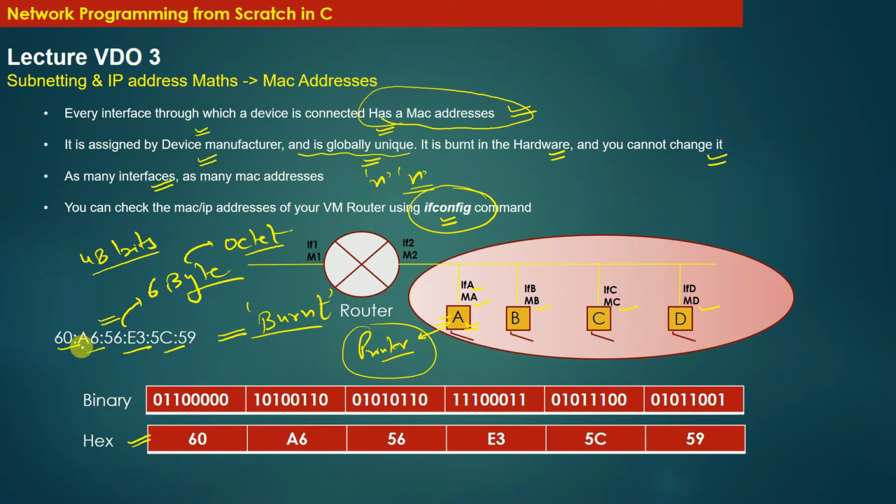Just convert each octet of the MAC address to the equivalent hexadecimal number, and what you will get is the hexadecimal representation of the MAC address. And to convert the MAC address into its equivalent binary format, just convert each octet of the MAC address into its binary equivalent, and what you will get is the binary representation of the MAC address. So remember that MAC addresses are 48-bit addresses.